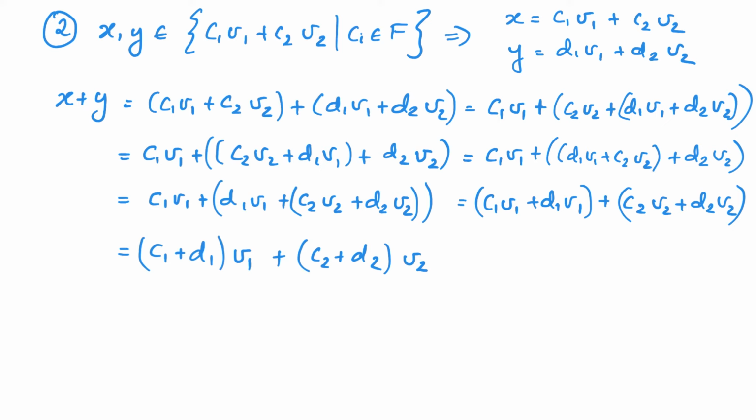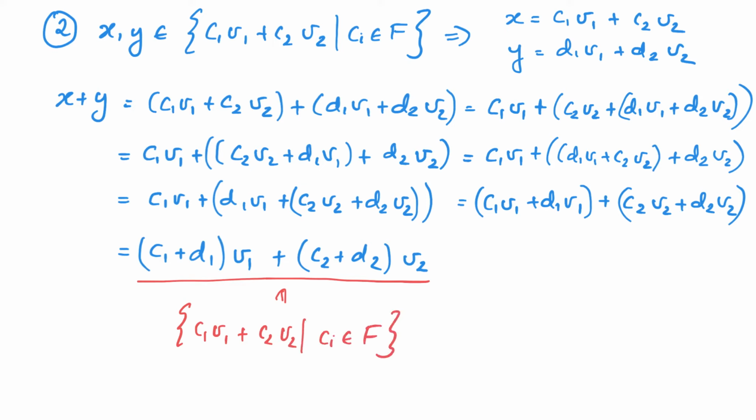we will get that this is equal to C1 V1 plus d1 V1 plus C2 V2 plus d2 V2. By distributivity, C1 V1 plus d1 V1 is equal to C1 plus d1 into V1 and C2 V2 plus d2 V2 is equal to C2 plus d2 into V2. And notice that this element belongs to our set, the set of all C1 V1 plus C2 V2 such that Ci belongs to capital F. Thus, we have proved that this set is closed under vector addition as well.